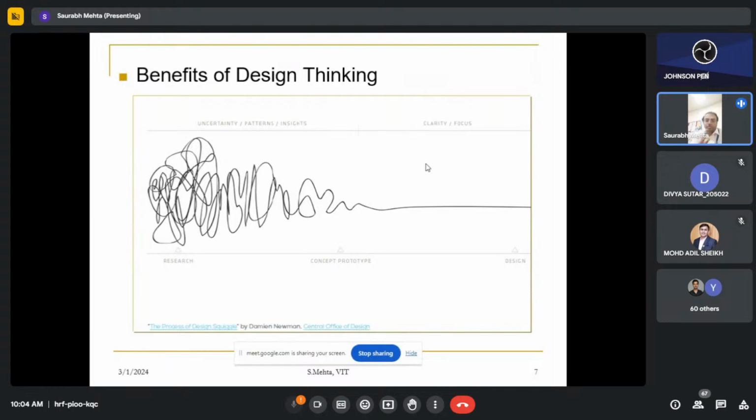Then as you move towards a prototype, you have some clarity. It starts to become more straight and focused thinking, basically the most clarity you have. And then as you move towards design, immediately you decide that, okay, this is what we want and this is what we are going to develop, right? So this is the power of design.